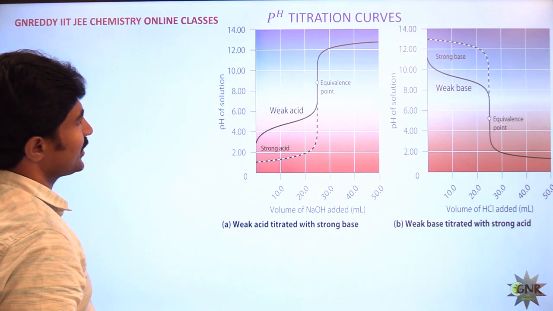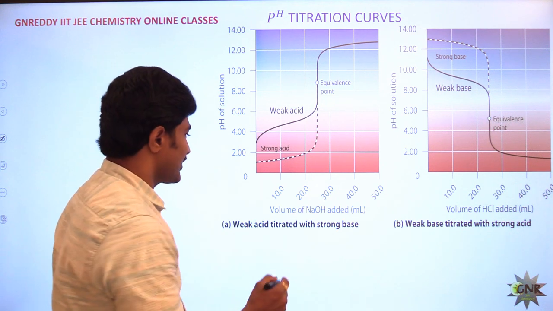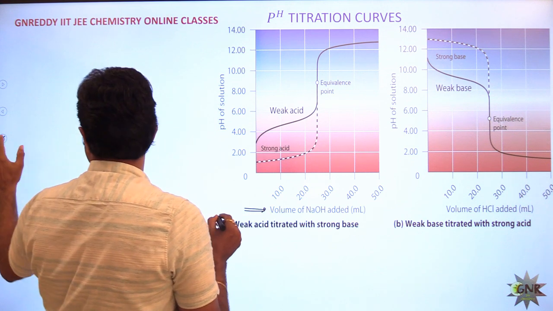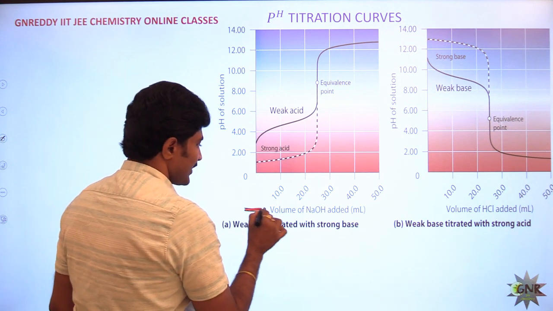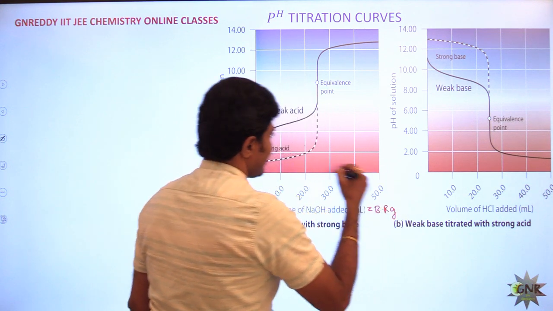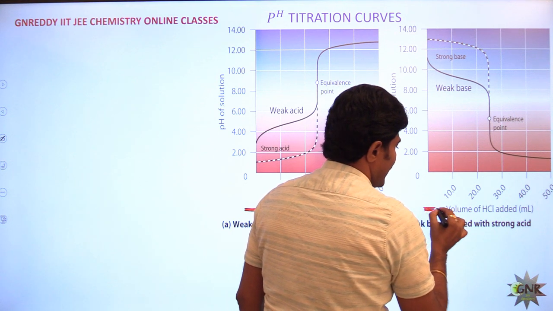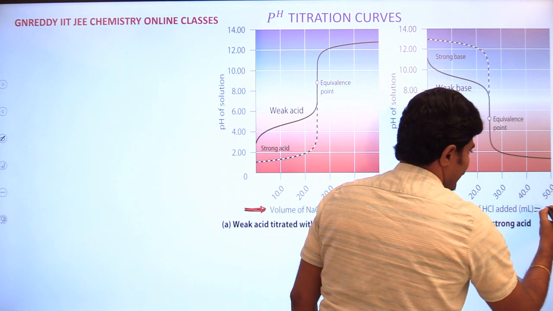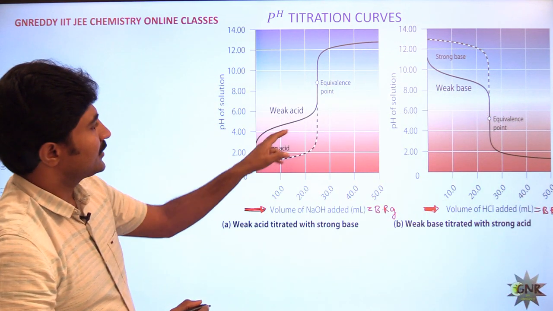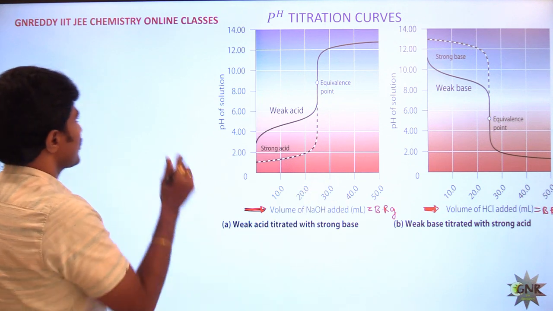Now look at this one here. If you draw the pH titration, pH versus volume of burette reagent, this is volume of burette reagent only. Then how will the pH fluctuate? I am giving two cases. First case: this is a strong acid or weak acid versus a strong base.